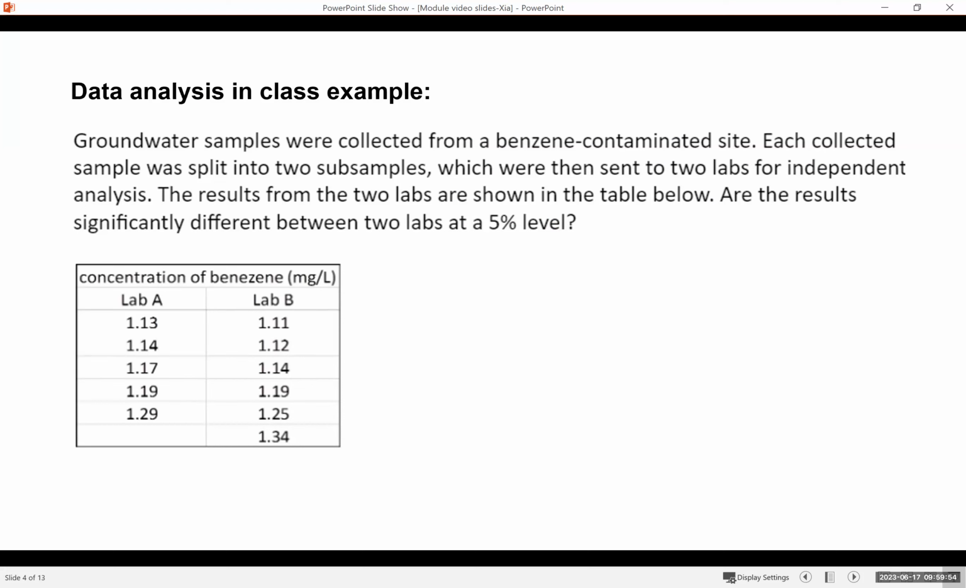For this example, groundwater samples were collected from a benzene contaminated site. The sample was split into 2 subsamples and given to 2 independent labs for independent analysis. The question is, do we see any difference between the data coming from lab A and lab B? And the confidence level I gave to the students is 95% confidence level.